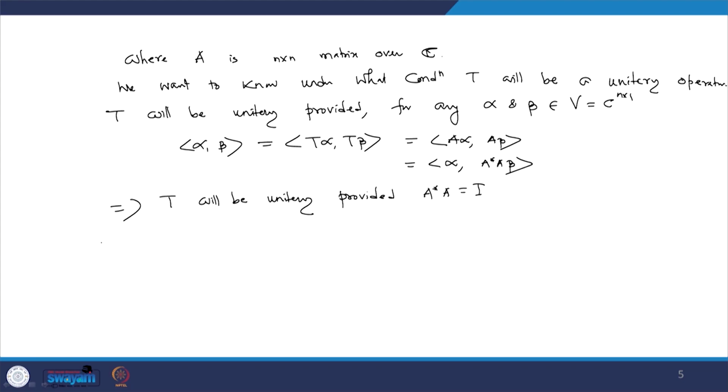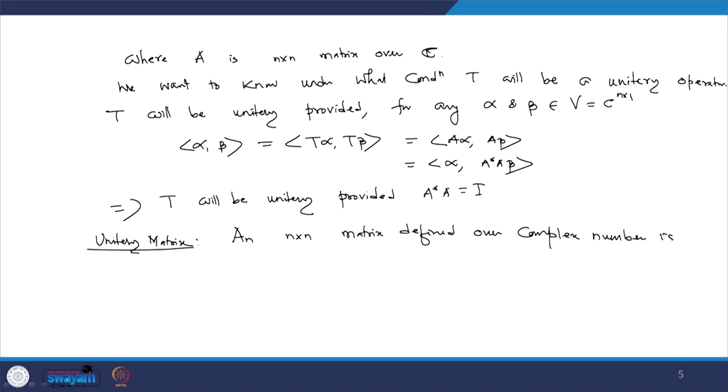See, we have defined the unitary operators. Now, I can also define a unitary matrix. An n cross n matrix defined over complex numbers is said to be a unitary matrix, provided A star A equal to identity.